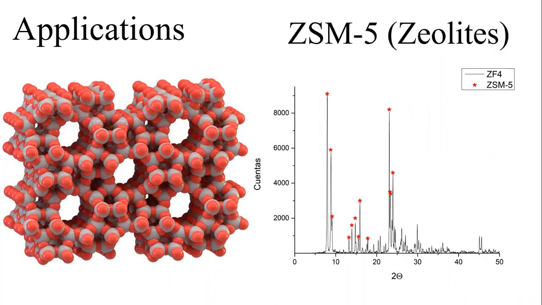Another application are the zeolites. The zeolites are porous materials with many different applications. For example, the ZSM5 is widely used in the petrochemical area for the cracking of hydrocarbons to produce different types of products, such as gasolines.